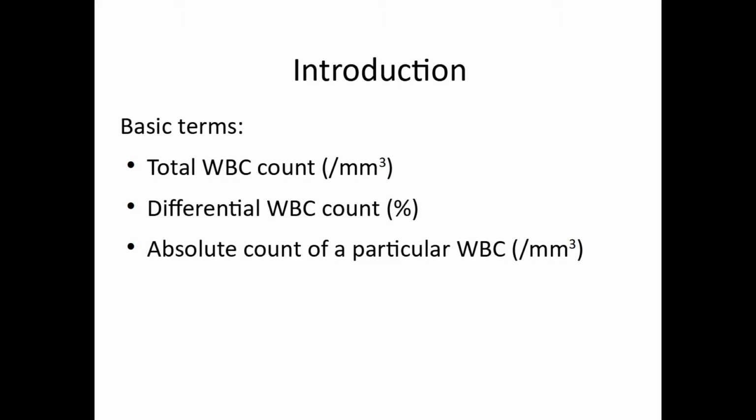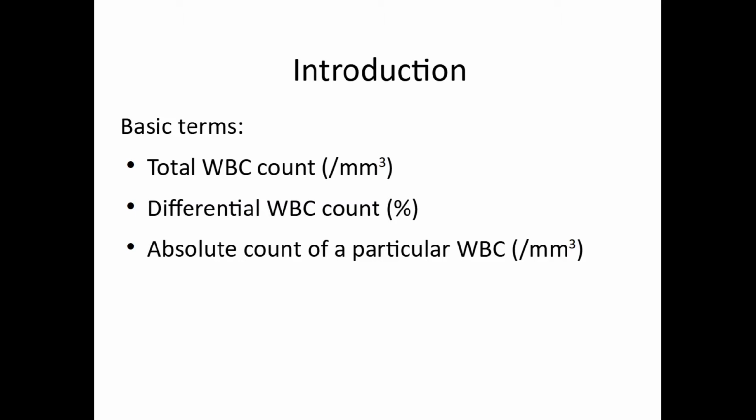Then we have the differential WBC count, which is expressed in percentage. So basically, if you take a drop of blood, smear it and examine it under the microscope, and you count 100 WBCs, the proportion of each neutrophil, lymphocyte, monocyte, eosinophil, basophil in that 100 WBCs is what gives you the differential WBC count.